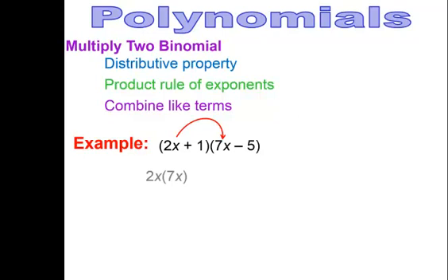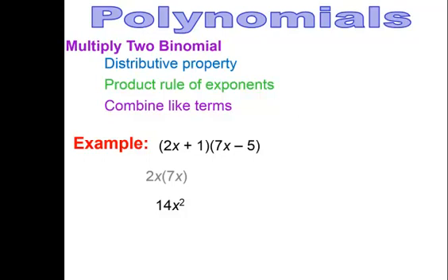So you see here I'm going to have 2x times 7x. When you have 2x times 7x, you're going to multiply the numbers together and then you're going to multiply the like bases. And in here, that x variable has an exponent of 1. So when you multiply x to x, you're going to end up with an x squared. So here we end up with 14x squared.